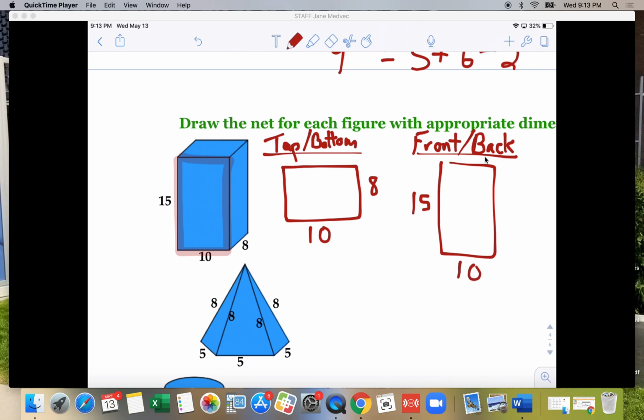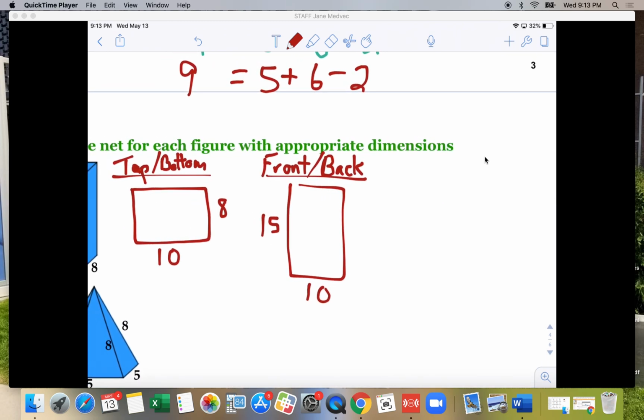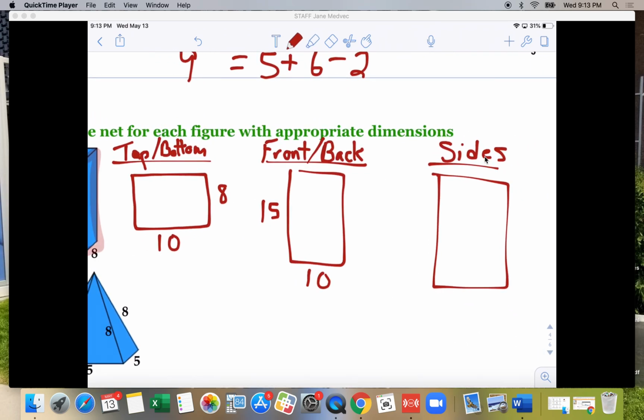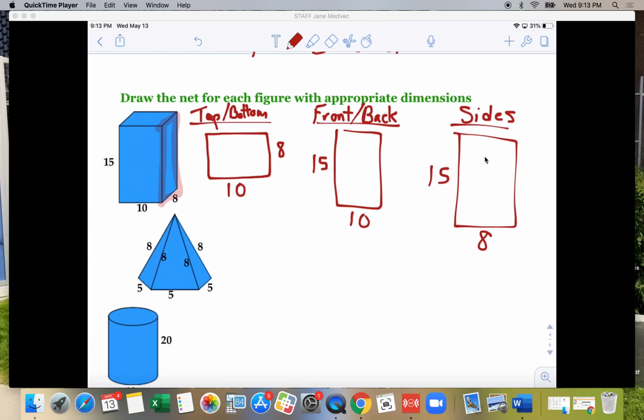It's 10. And then if I go ahead and do the sides, the left and the right, it's also that shape, but it's going to have slightly different dimensions. So when I look at this, it's going to go like this. And you'll notice I've got 8 for the bottom, and the side would be 15. So it'd be 8, and it would be 15. And you can notice that all of them have kind of the same shape, but they have different dimensions.